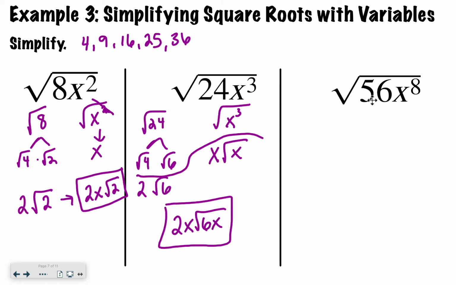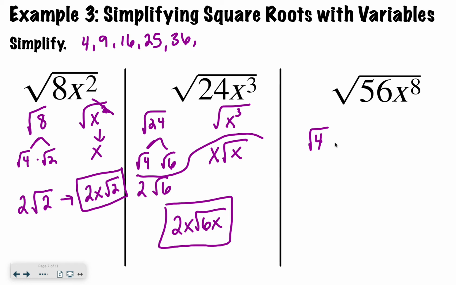Let's try another one. We have the square root of 56 times x to the 8th. What is the biggest number that multiplies into 56? The biggest number that would multiply into 56 would be the number 4. Wow, these are all 4.